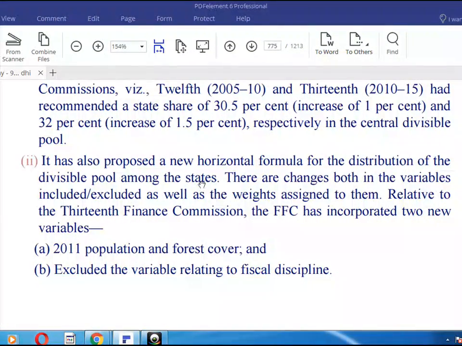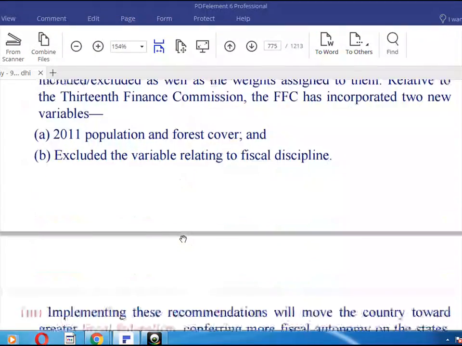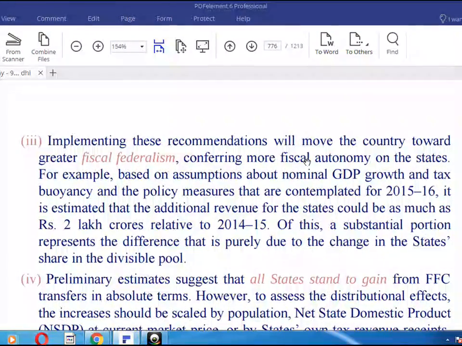It has also proposed a new horizontal formula for the redistribution of the divisible pool among the states. This changes both the variables included and excluded as well as the weights assigned to them relative to the 13th Finance Commission. The 14th Finance Commission has incorporated two new variables, 2011 population and forest cover, and excluded the variable relating to fiscal discipline. Implementing these recommendations will move the country towards greater fiscal federalism, conferring more fiscal autonomy on the states.